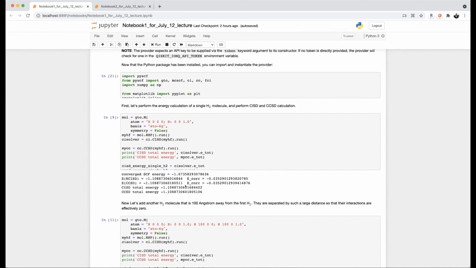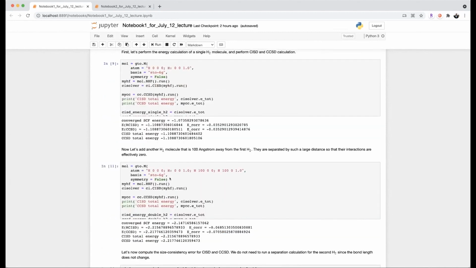After running this, it will output the converged SCF energy, which is the Hartree-Fock energy. It will compute the CISD and the CCSD energy, and you can see that in this case, both CISD and CCSD match to about 8 digits after the decimal point. They are both very accurate in this case.